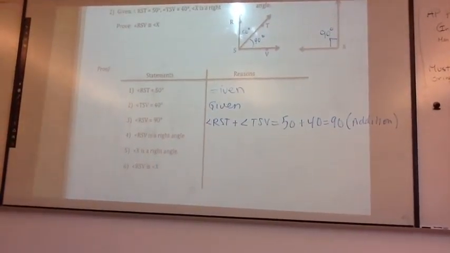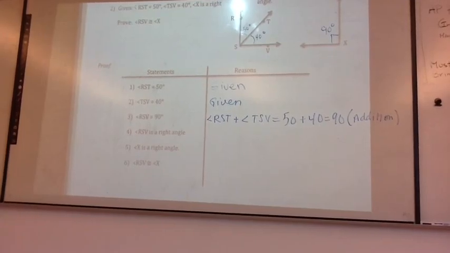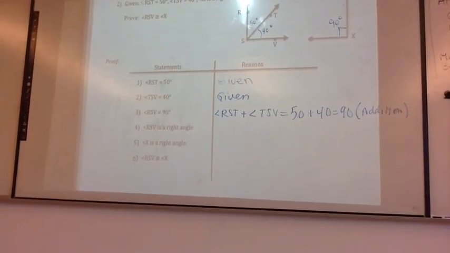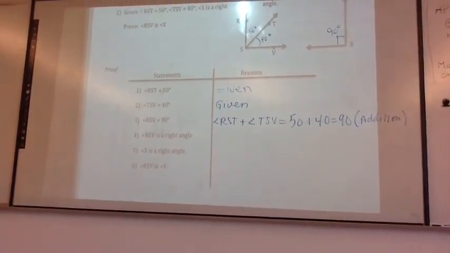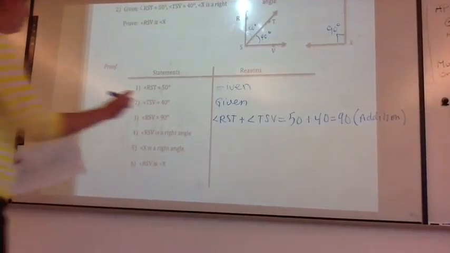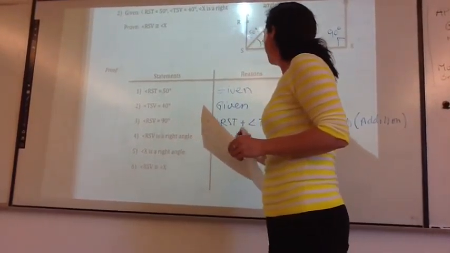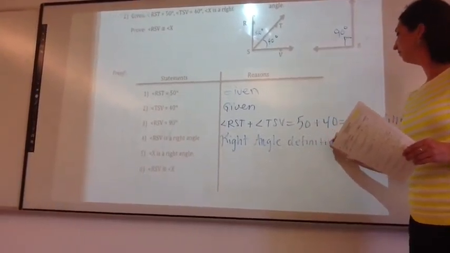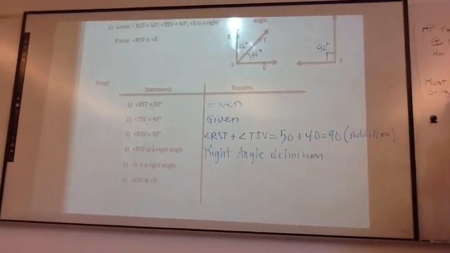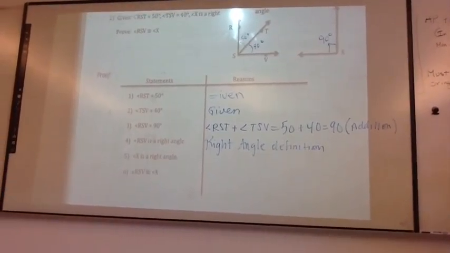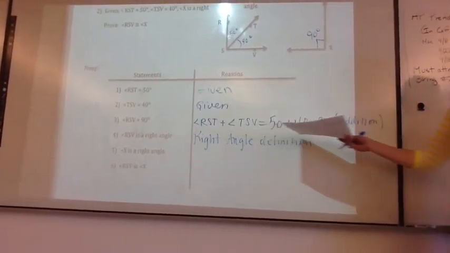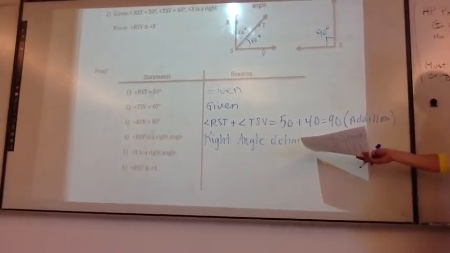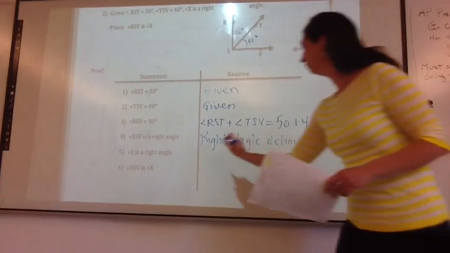So we keep going. Number 4, angle RSV is a right angle. How do we know that? Reason. What's that? Yeah, so that's it. You can write right angle definition. A right angle is 90 degrees. Whatever you need to write to back up your statement. So we've got our givens. We've got the fact that when adding the two angles I get 90. We know that's defined to be a right angle. What about statement 5? Given.